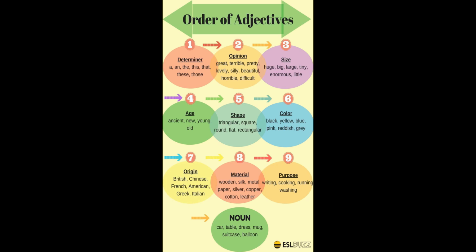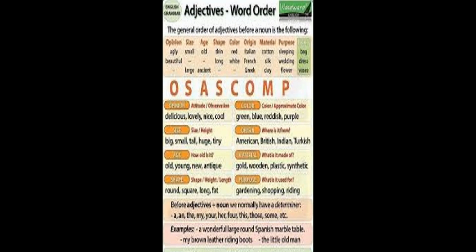Next, OSASCOMP. What is OSASCOMP? I said just now: O means opinion, S means size, A means age, the second S means shape, C means color, O means origin, M means material, P means purpose. Before that, the determiner is also there. The determiner we generally use is a, an or the, before a noun. Then now adding adjectives.